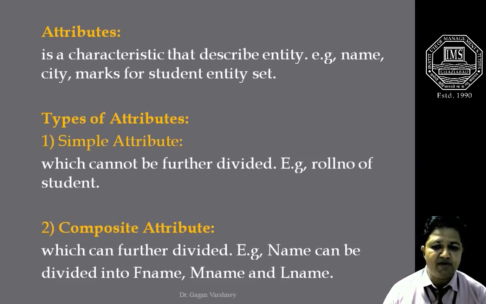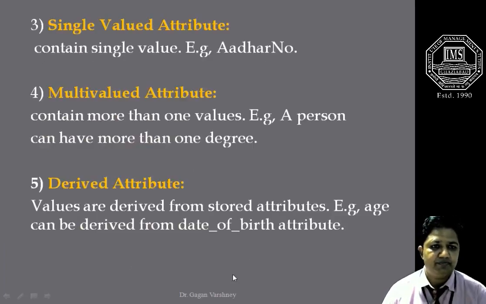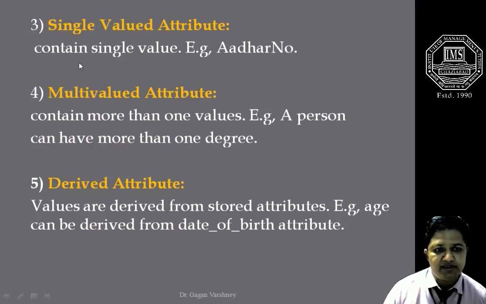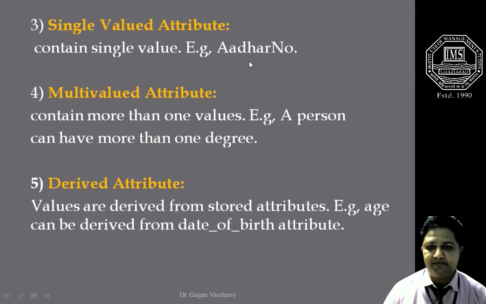For example, the name of any student or any person can be divided into three main parts: first name, middle name, and last name. Number three, single valued attribute. As the name suggests, a single valued attribute means an attribute having a single value or an atomic value. For example, the Aadhaar number of any person has a single value.